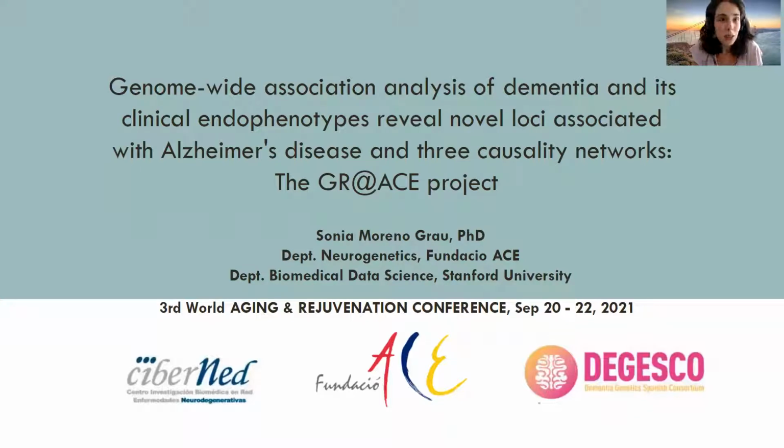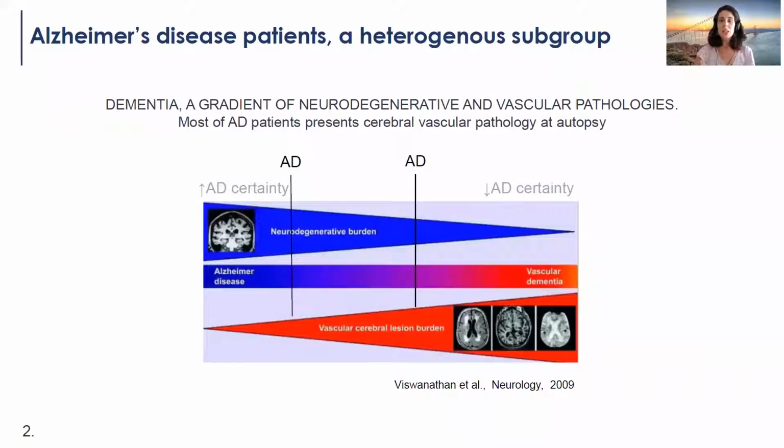Today, I would like to tell you about genetic studies in Alzheimer's disease, and specifically about how we can enrich our genetic studies using a specific subset of Alzheimer's disease patients. So I would like to talk first about the heterogeneity inside of Alzheimer's disease.